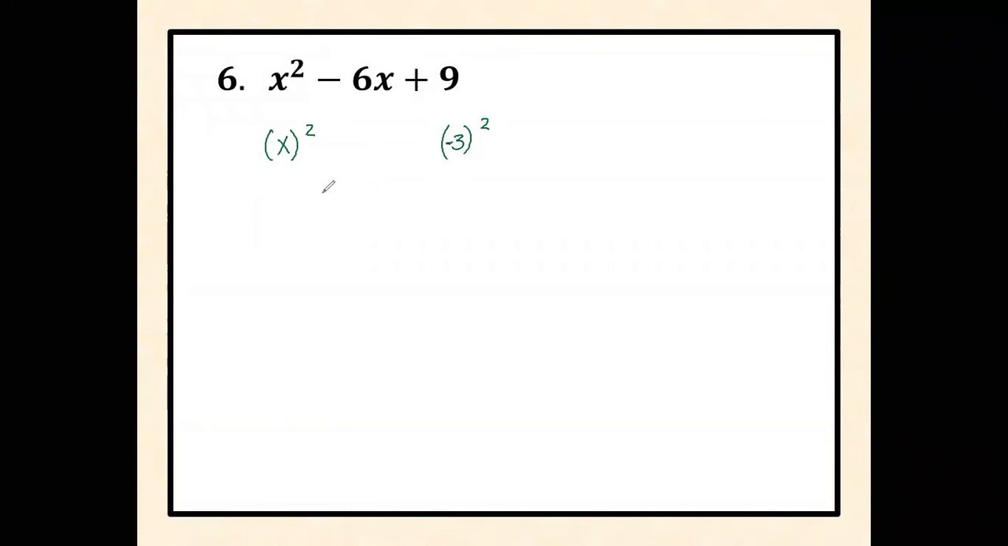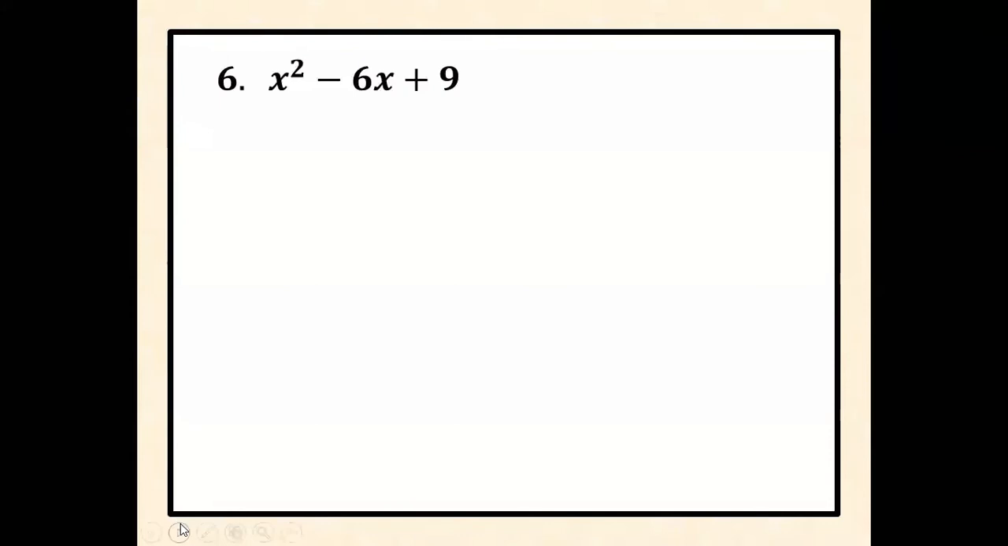And to check for the middle term, we will just multiply 2 times the first term, the squared term here, times the squared term of the last term, which is negative 3. 2 times x times negative 3 is negative 6x. So therefore, this is a perfect square trinomial, and so we can write the factor of this as x minus 3 squared. Let's have the next example.